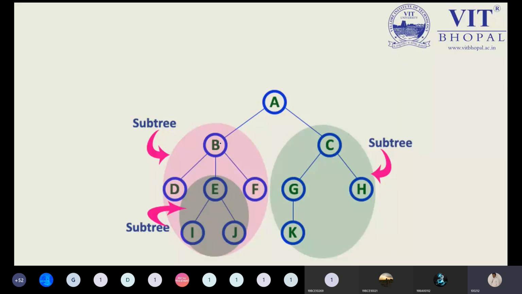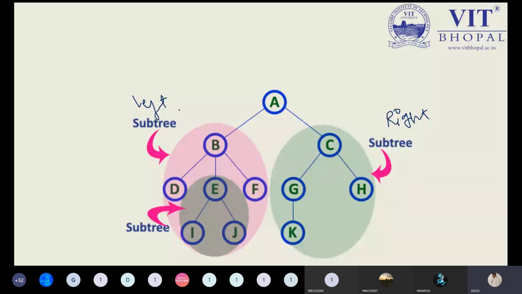A is our node. This part is recognized as a subtree, and this part is also recognized as a subtree because it also has its own children. So definitely we can have two subtrees. This is known as the left subtree, and this is known as the right subtree. That part you will see in the coming classes. So in a tree we can have two different subtrees, the left subtree and the right subtree.